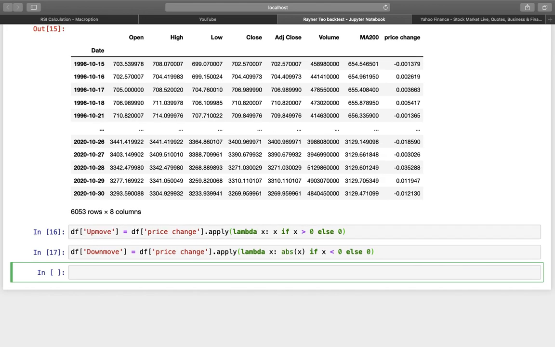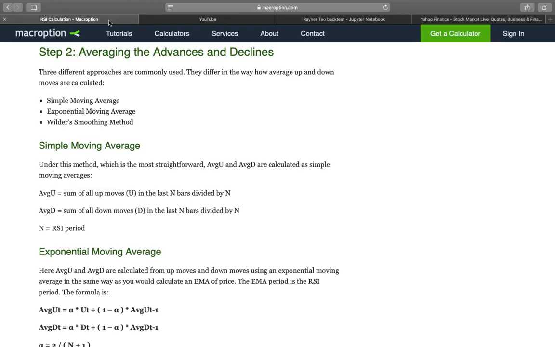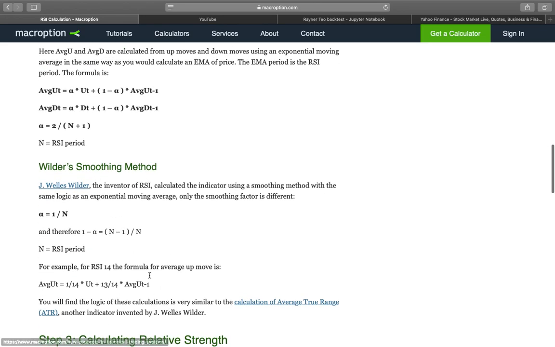Perfect. We have defined both the up move and the down move. The next step is a bit tricky: averaging the up and down moves. You can go the easy way as explained here and just take the simple moving average, but I'm taking the Wilder's smoothing method here, because I think the system Rayner Teo was presenting is using this method, as the inventor of the RSI is using this method. So we are using this one here.